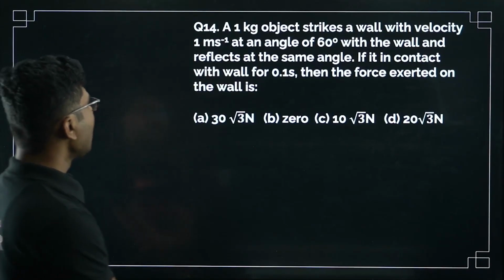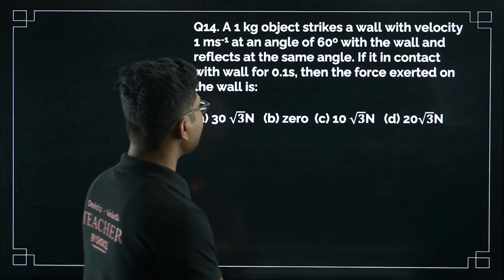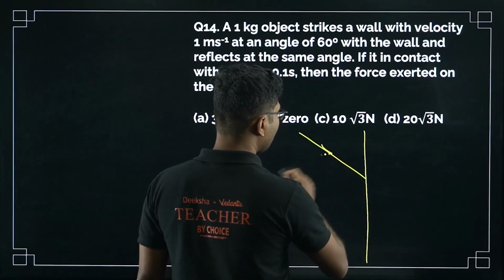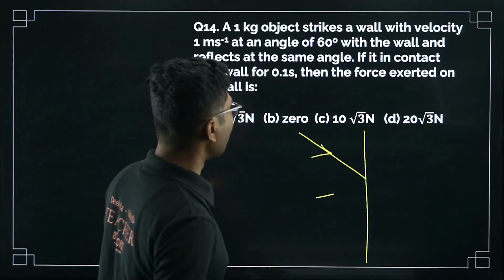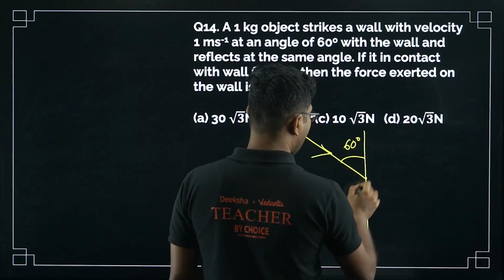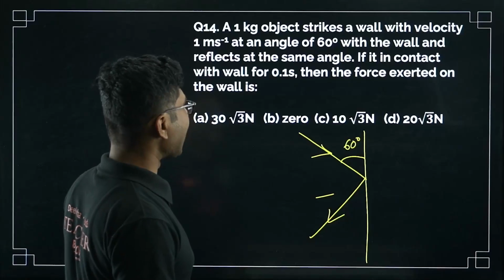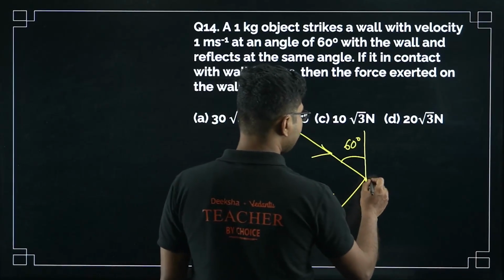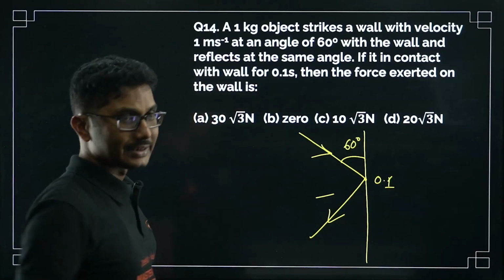Next question. A 1 kg object strikes a wall with velocity 1 meter per second at an angle of 60 degrees. A 1 kg object hitting a wall at an angle of 60 degrees with the wall. Very, very important. And then it reflects back at the same angle. If it is in contact with the wall for 0.1 second, then what is the force exerted by the wall?